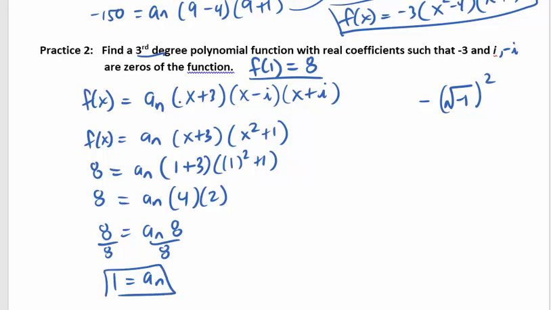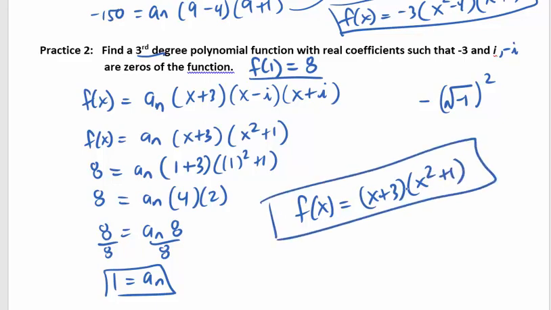So I don't even have to worry about writing that number out front when I go to my final equation here. So it would look like this. f of x is equal to x plus 3 times x squared plus 1. You can multiply these factors out if you want to. That answer would be correct, but I think it's simpler just to leave it right in the factored form.